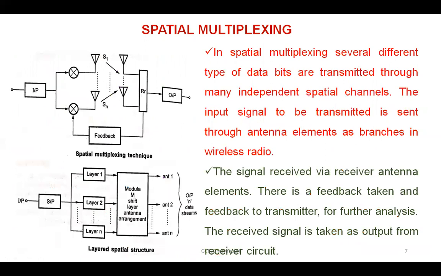So this is the spatial multiplexing technique that will be used, from the block diagram and layered spatial structures. In spatial multiplexing, several different types of data bits are transmitted through many independent spatial channels. The input signal to be transmitted is sent through antenna elements as branches in wireless radio. The signal is received via receiver antenna elements. Feedback is taken and sent to the transmitter for further analysis, and the received signal is taken as output from the receiver.